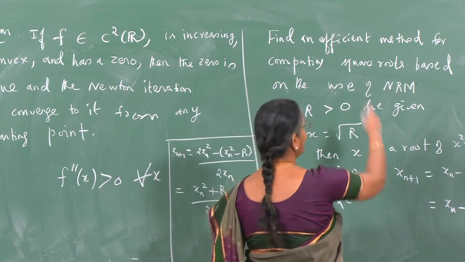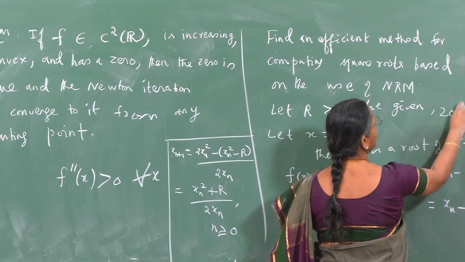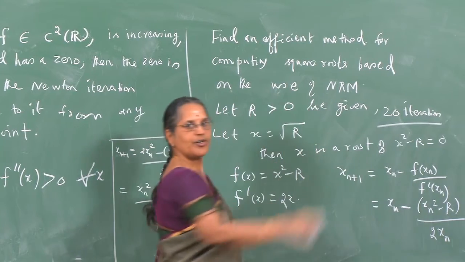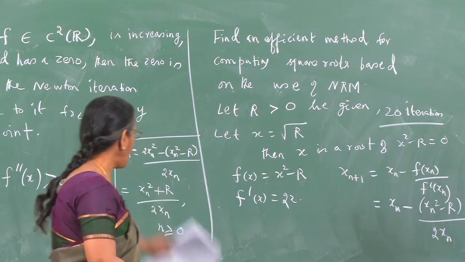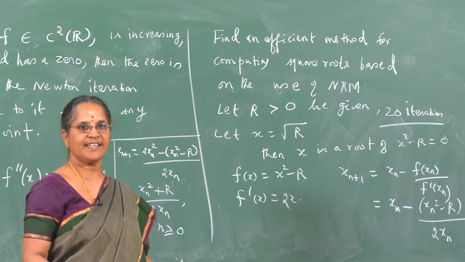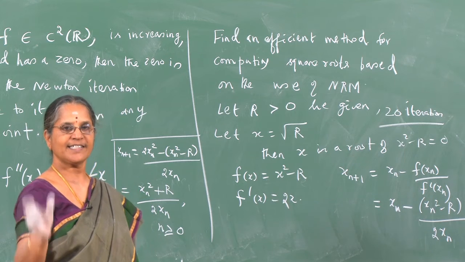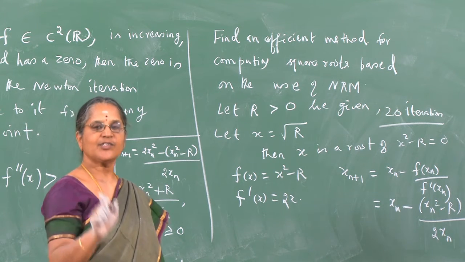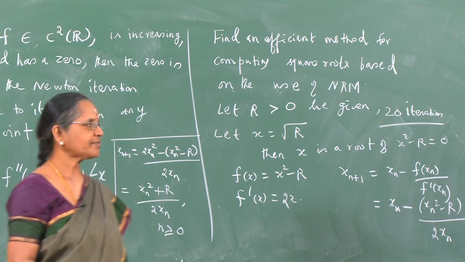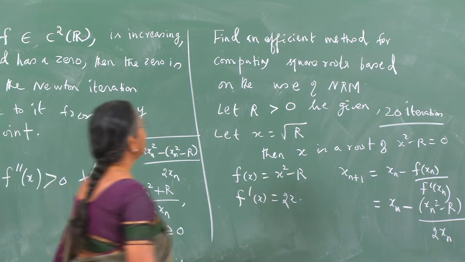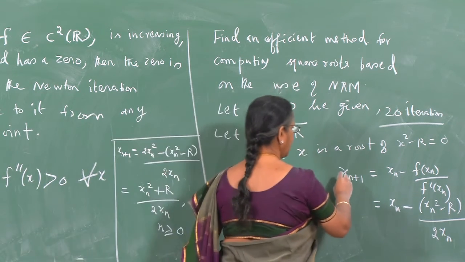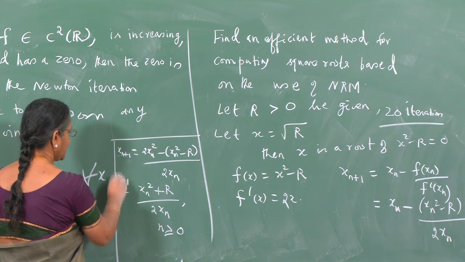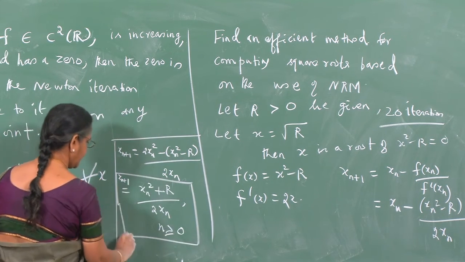Suppose I say that you make use of 20 iterations and then determine the square root of a number r. Then perform 20 such iterations, stop, and say that the result you obtain at the 20th iteration is the square root of r. So, we have developed a method for computing the square root of a number r, and that is given by x n plus 1 equal to this.